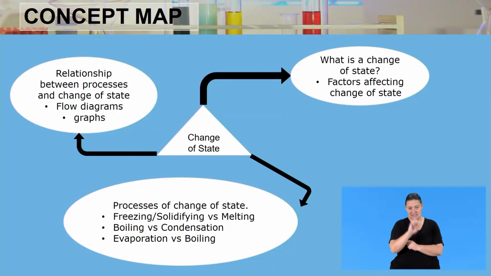So let's just quickly recap on what we did and what we focused on during this entire lesson. We are looking at the change of state, what the change of state is and the factors affecting the change of state. We went on further to look at the processes of change of state: freezing or solidifying versus melting, boiling versus condensation, evaporation versus boiling. And then lastly, we looked at the relationship between processes and the change of state, where we looked at the flow diagrams and the graphs that explain the change of state.